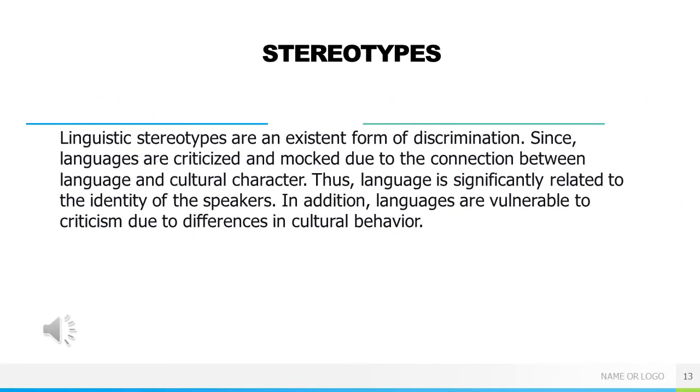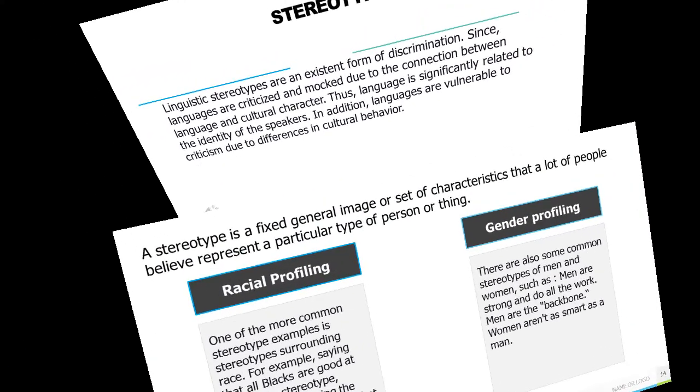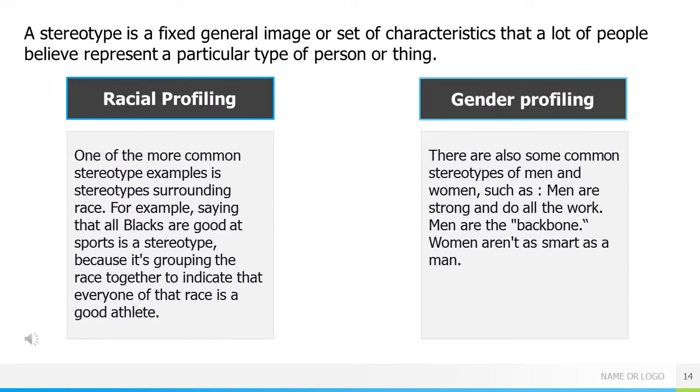Stereotypes. Linguistic stereotypes are an existing form of discrimination, since languages are criticized and mocked due to the connection between language and cultural character. Thus, language is significantly related to the identity of speakers. In addition, languages are vulnerable to criticism due to differences in cultural behavior. A stereotype is a fixed general image or set of characteristics that a lot of people believe represent a particular type of person or thing.